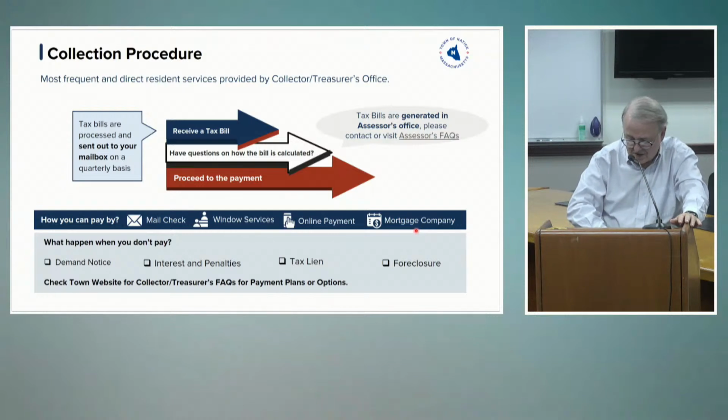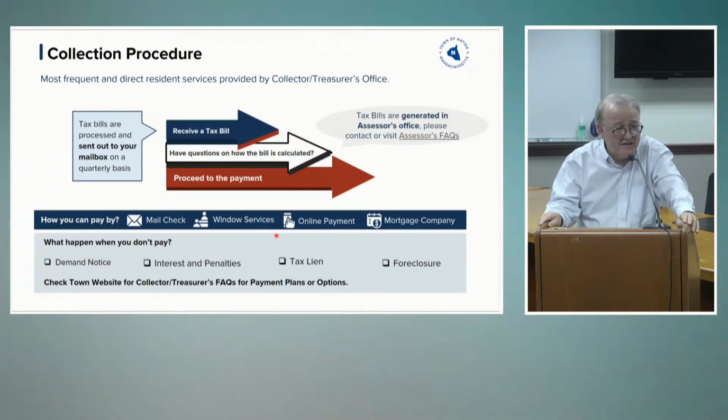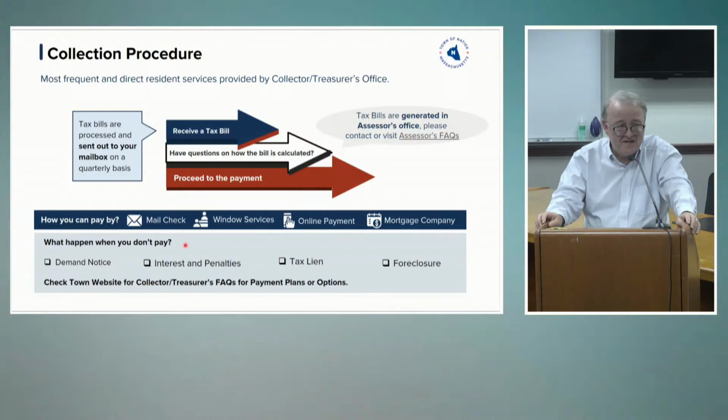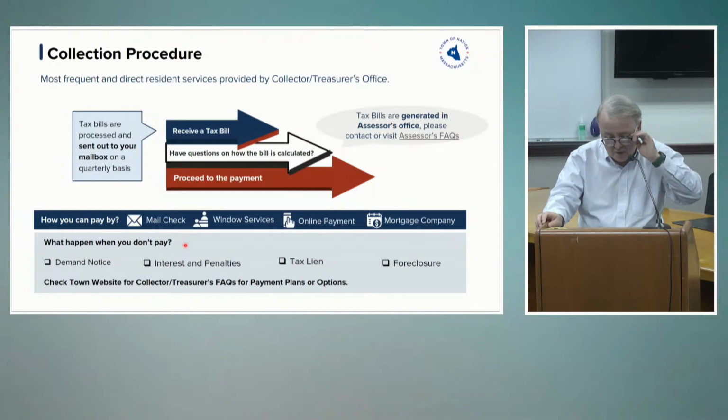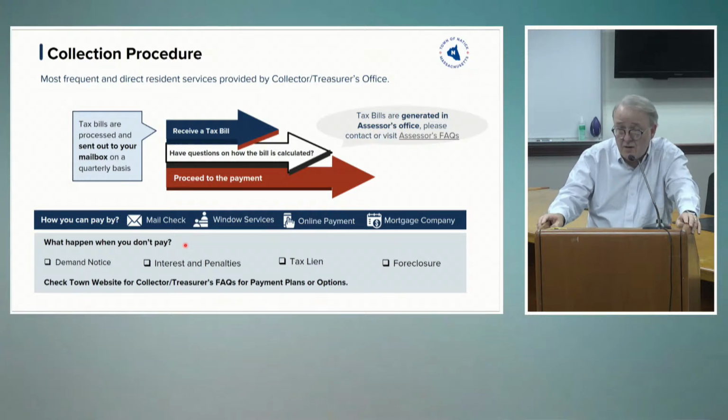So I just want to touch briefly on what happens if you don't pay. Unfortunately, this is the not so fun part of the presentation, but it's important that you do know what the triggers are here. I'm not going to go into a lot of detail with regards to tax title or those sort of things. But first of all, if you don't pay, usually after, depends on the particular type of bill, 30 days, you will receive a demand notice.